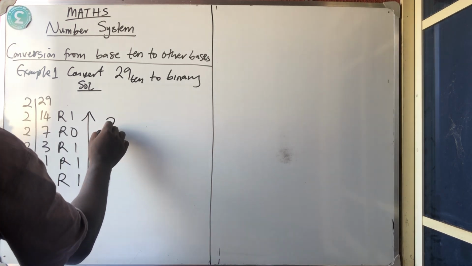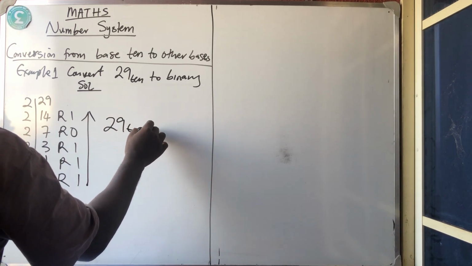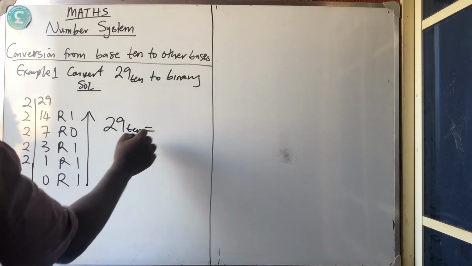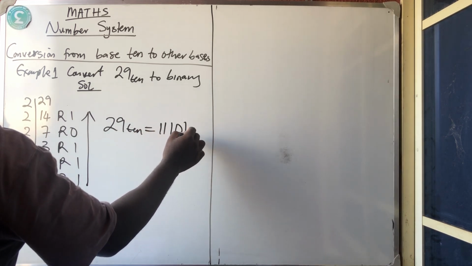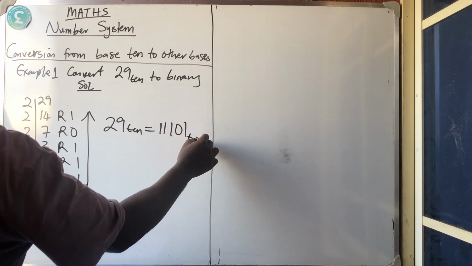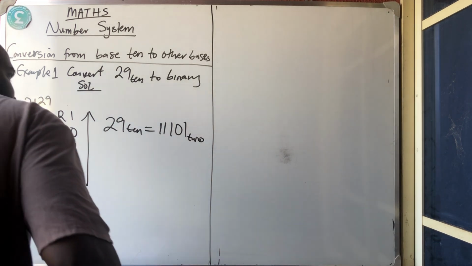So you are now having from this to this. Therefore 29 base 10 is equal to, your answer starts from down to up, which is 11101 base what? Base 2. Okay, as simple as that. So let us take another example.